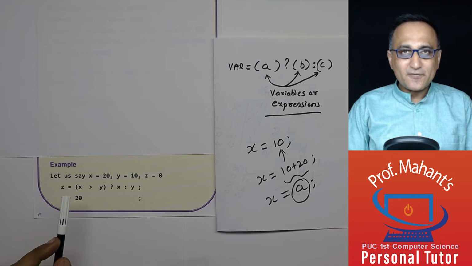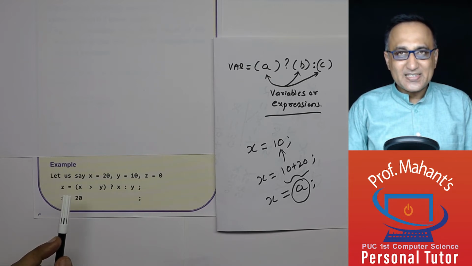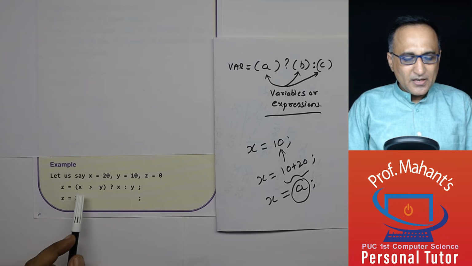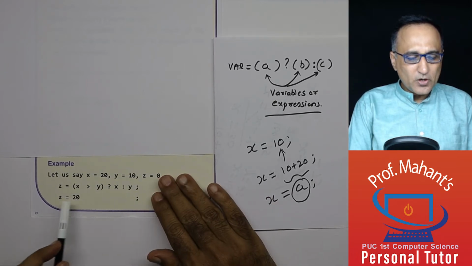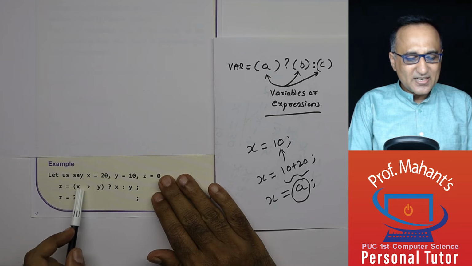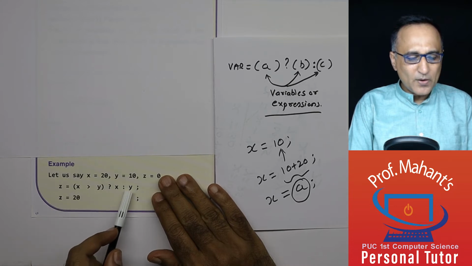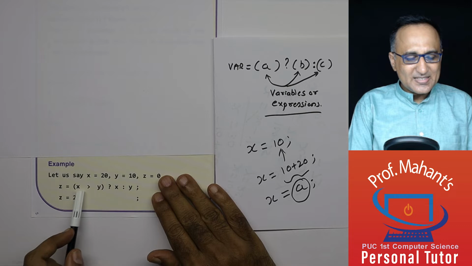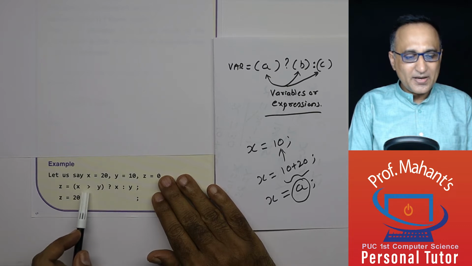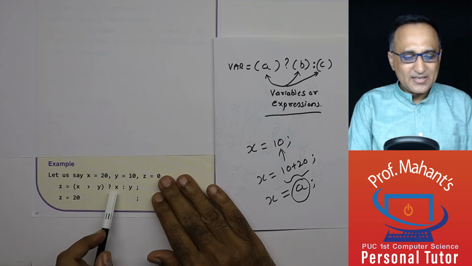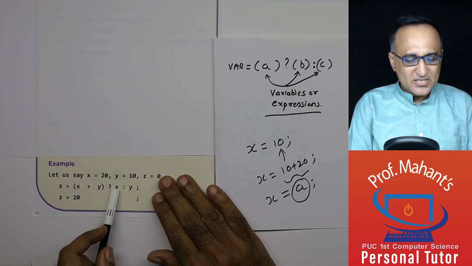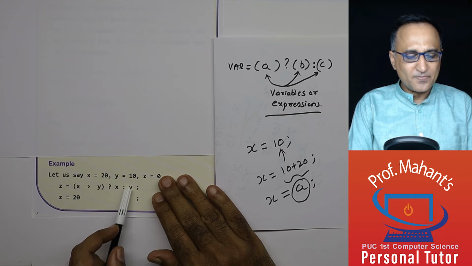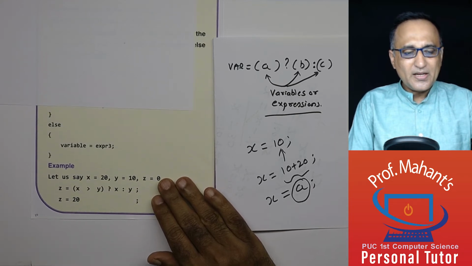So you can think of this like an if and else kind of statement. If this condition is true, the value of x will go to z. If this condition is false, the value of y will go to z. This is an expression because the result of evaluating this gives you a single value. This also is a single value. This also is a single value. So this is an expression. This is an expression.